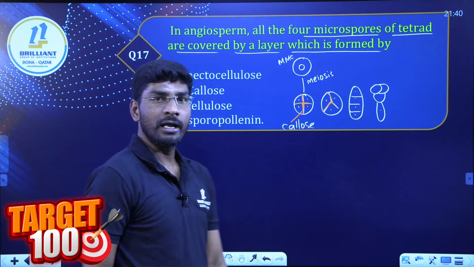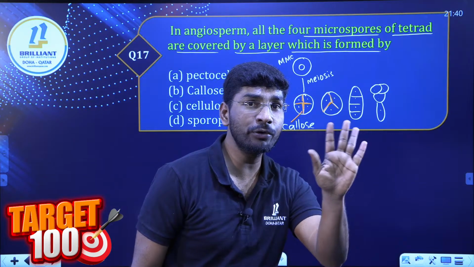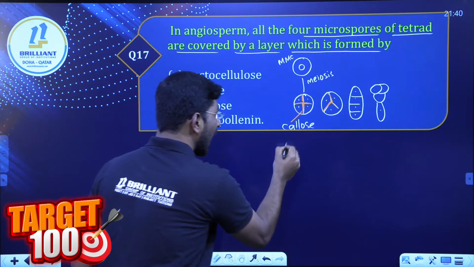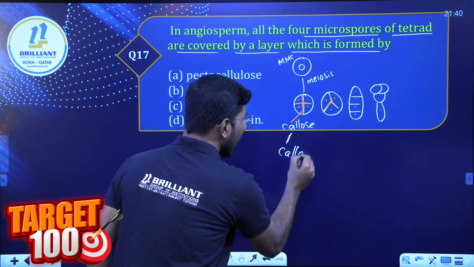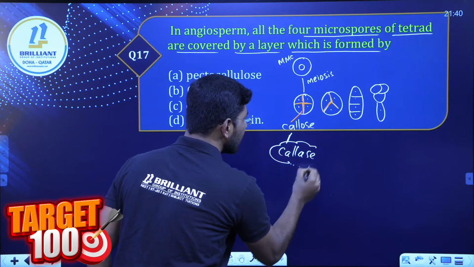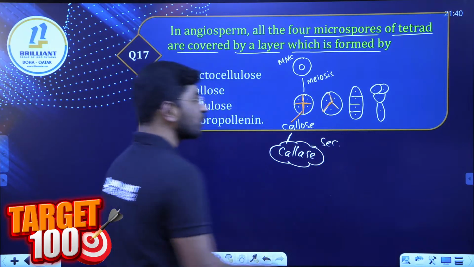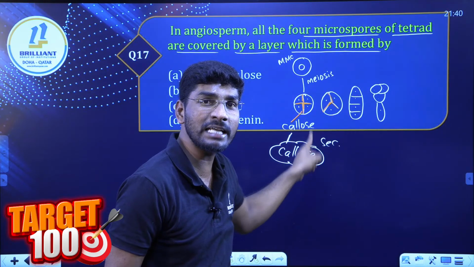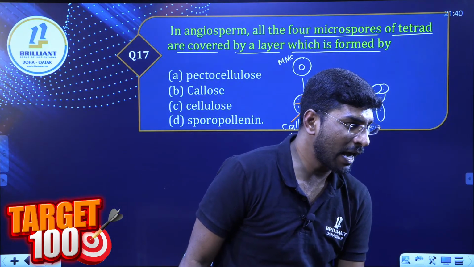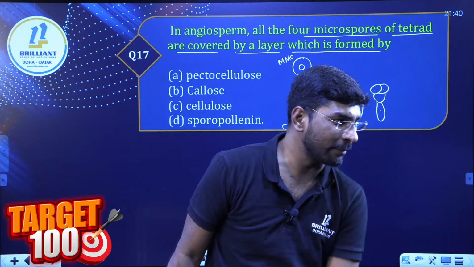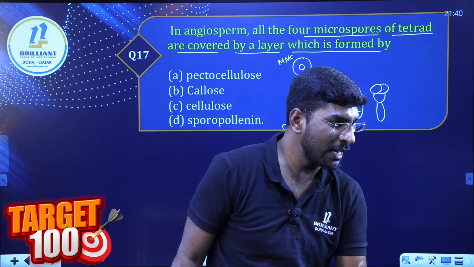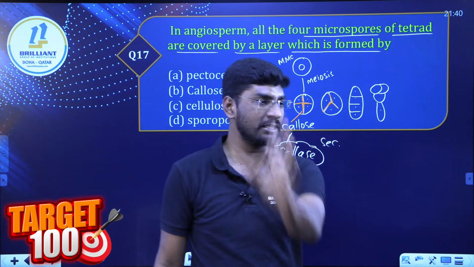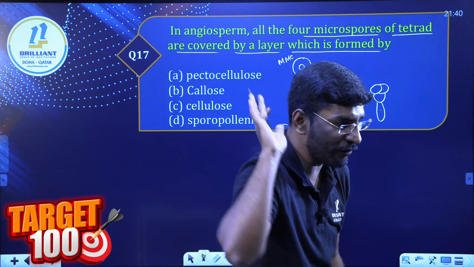Callose. Any one of you tell me, callose is dissolved by the enzyme called callase. Callase enzyme is secreted by, if you give this one, you are perfect in sexual reproduction in flowering plants. Can you tell me, callase enzyme is secreted by a particular layer of cells? If you know the answer, you're perfect in this chapter.